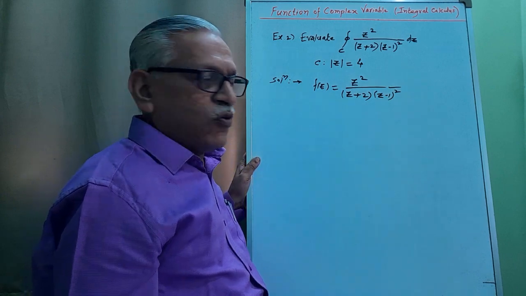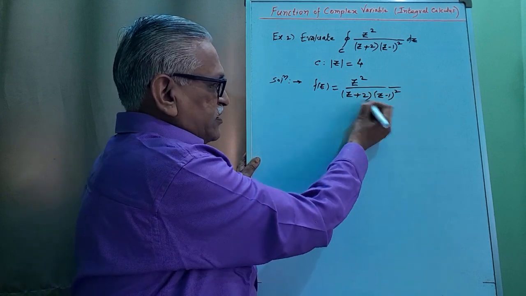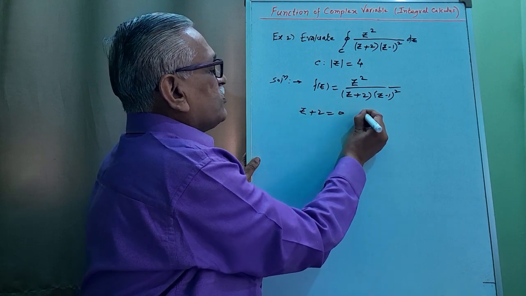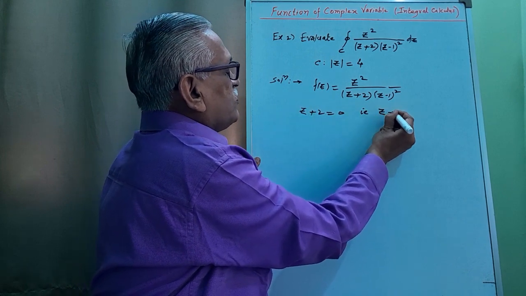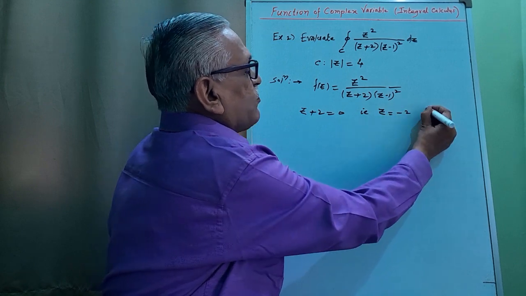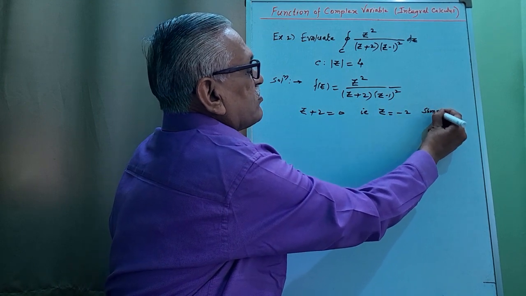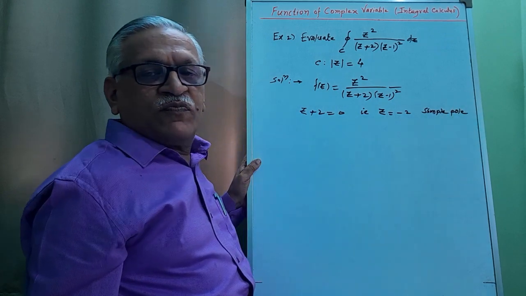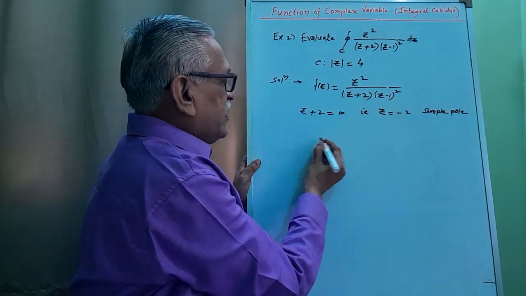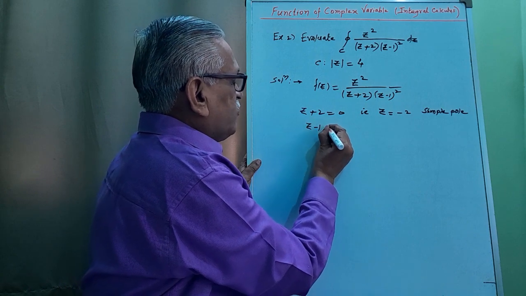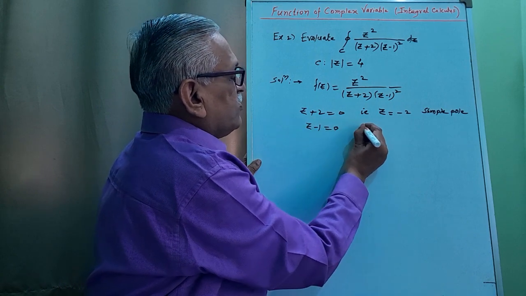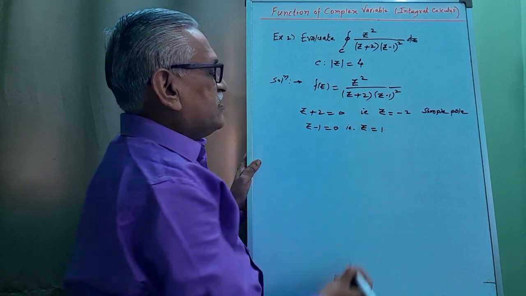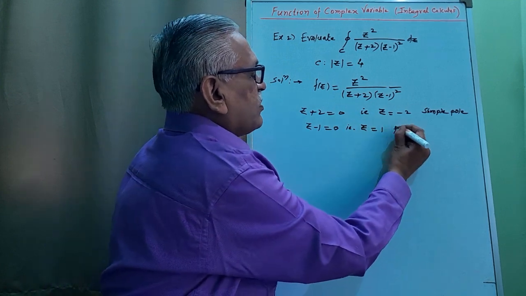Then we determine the poles. Equating the denominator terms to 0, we get the first one as z plus 2 is equals to 0. That is z is equals to minus 2, simple pole. Simple pole means it is a pole of order 1. Then the second one, z minus 1, equating it to 0, we get z is equals to 1. It is a pole of order 2.